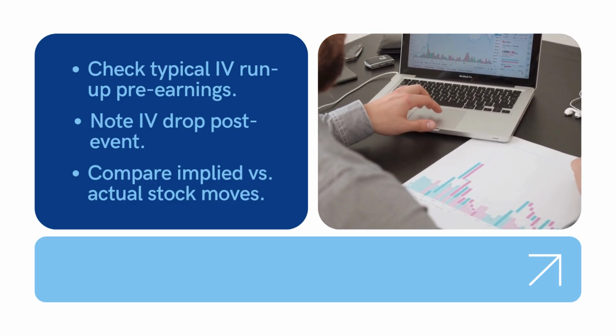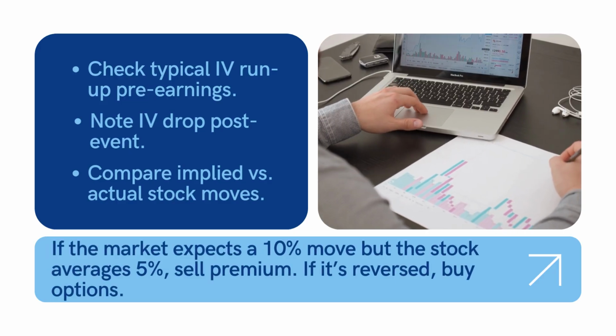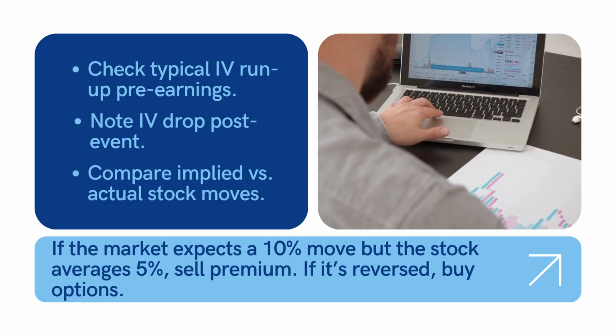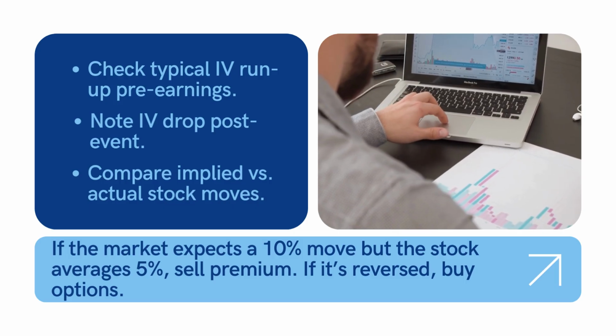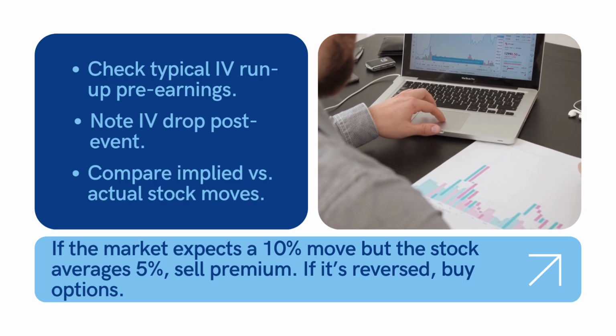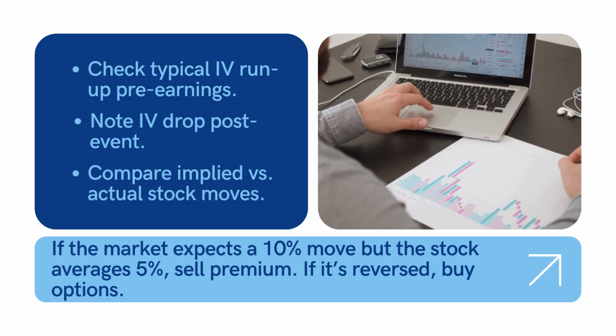This gives you context. If the market is pricing in a 10% move, but the stock usually only moves 5%, selling premium might make sense. If the opposite is true, buying options could be justified.